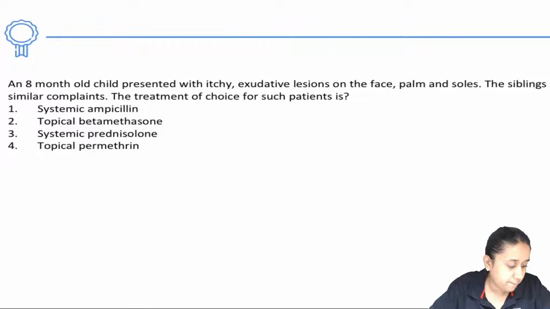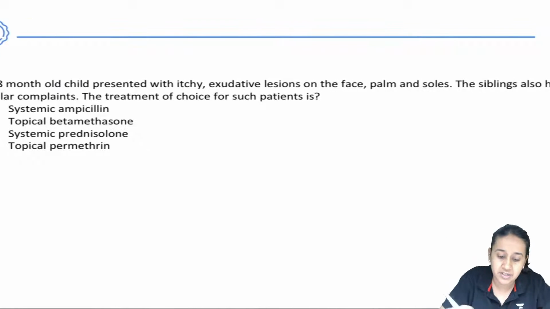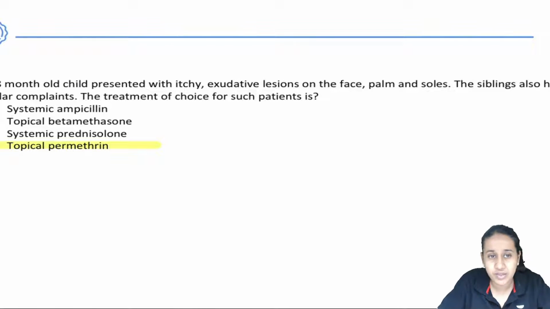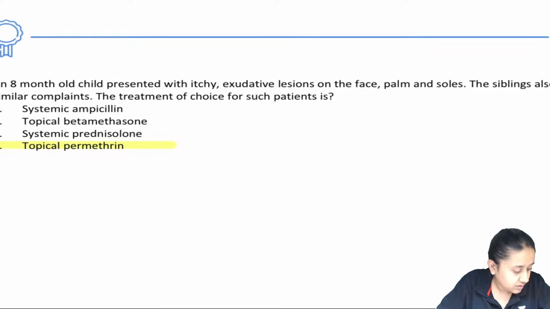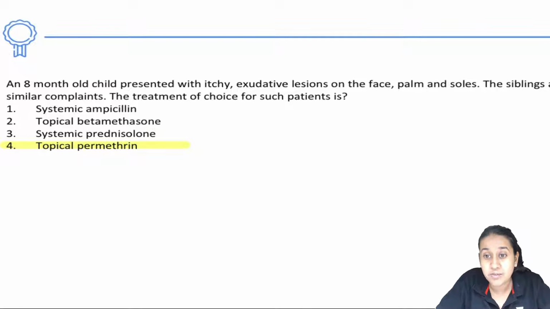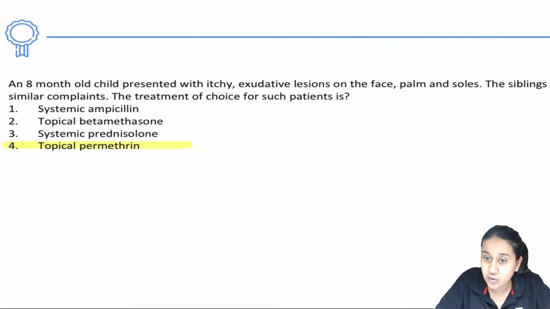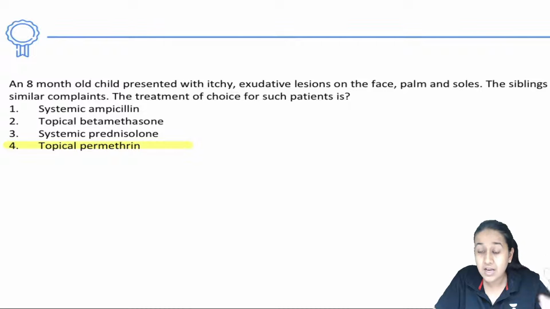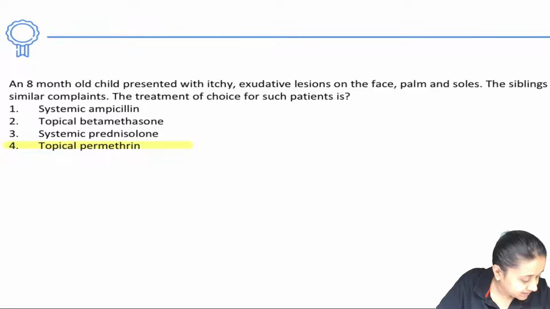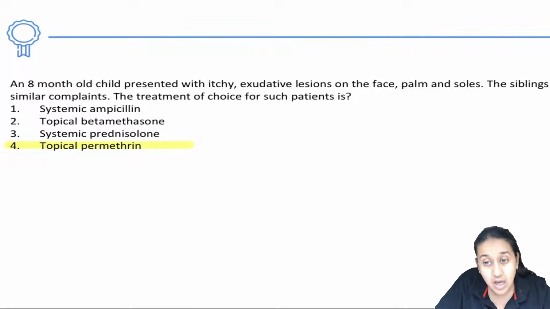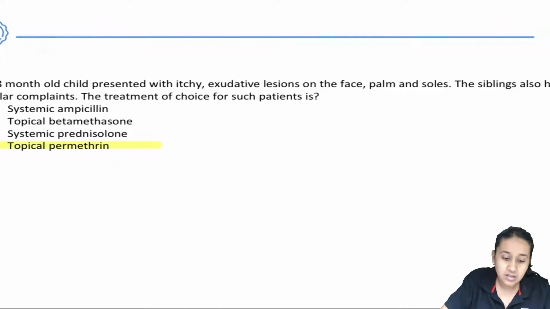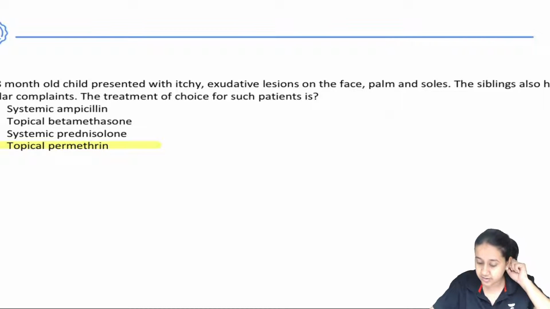Can anybody tell me what is the mechanism of action of topical permethrin? It works by blocking the sodium channel... it opens the sodium channel, not block. It opens the sodium channel, causing the efflux of sodium, and that is how it causes paralysis in the mite, causing its death. So please remember, it works on the sodium channel, unlike ivermectin, which works on GABA-gated chloride channels.